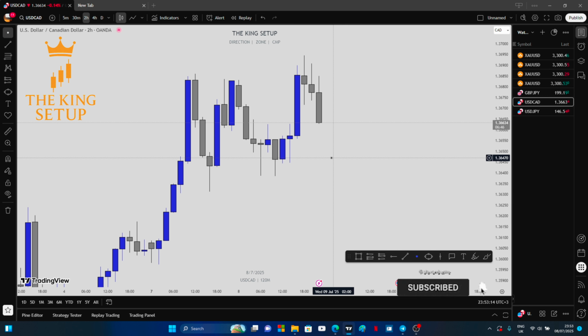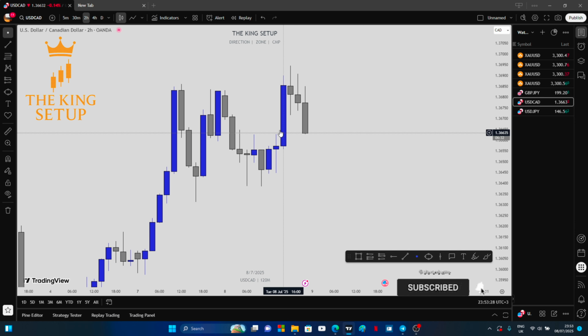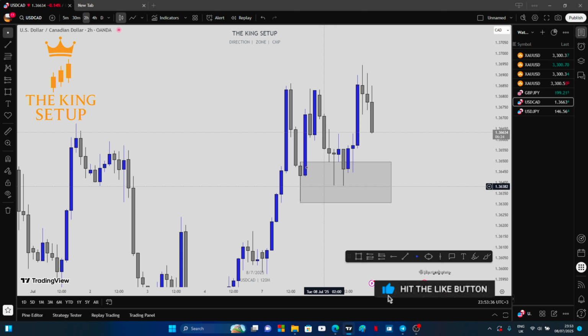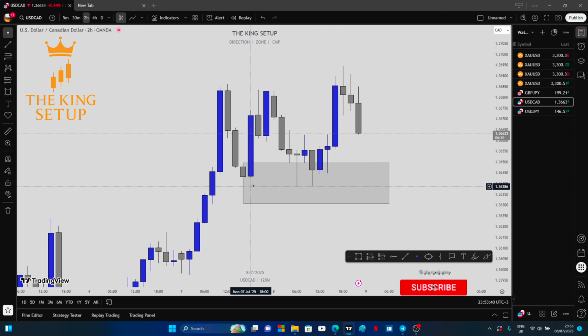Today I want to answer a question that has been asked a lot of times. If the strategy that I'm using, the engulfing strategy, does it work with all pairs? Now this is another pair, USD CAD, and I want to share with you how you could have traded using this pair. So this is USD CAD H2.